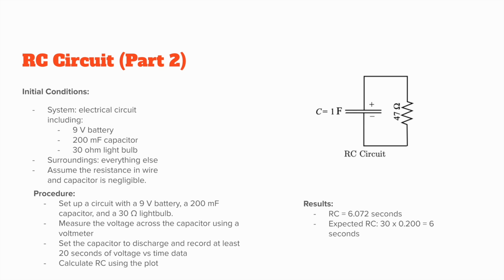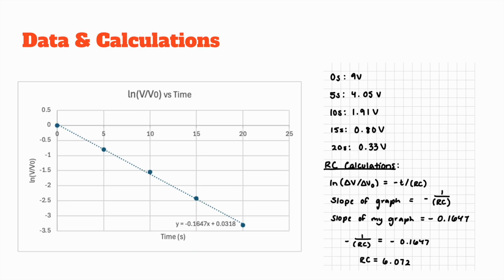Then we calculated RC using the plot. My result was that my RC was 6.072 seconds, and the expected RC value is about 6 seconds, so it's pretty close. Here you can see my graph and what my voltage readings were. I used 5-second intervals, and then I plotted it, and as you can see, RC is equal to 6.072 seconds.